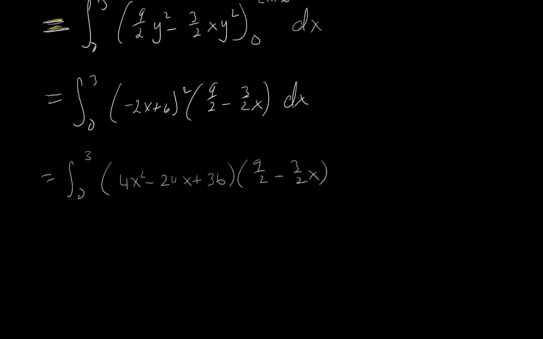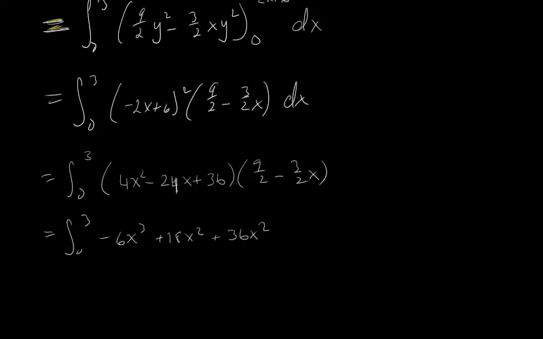Let's distribute it all. We get the integral from 0 to 3 of, 4x squared times negative 3/2 x would give us negative 6x to the third. So there's a cubic term. The squared terms are going to be 4x squared times 9/2, so that would be 18x squared, and negative 24x times negative 3/2 x, so that's positive 36x squared.